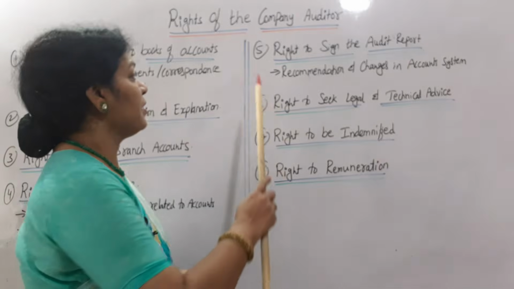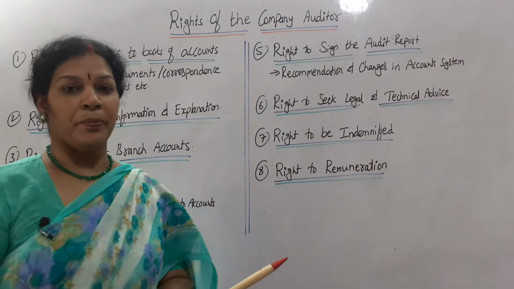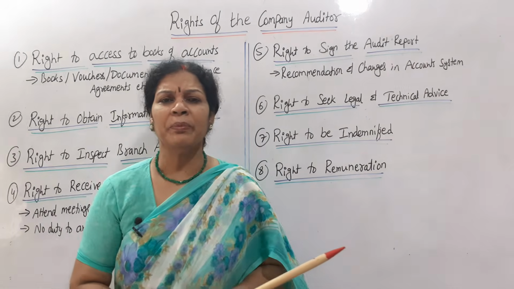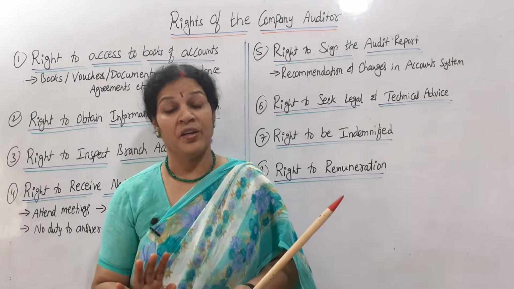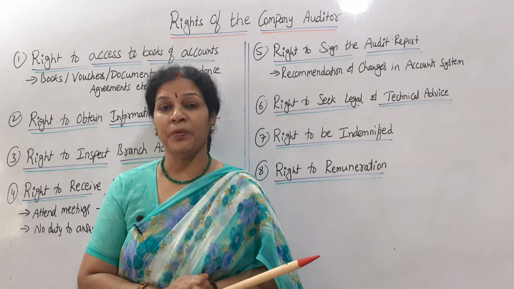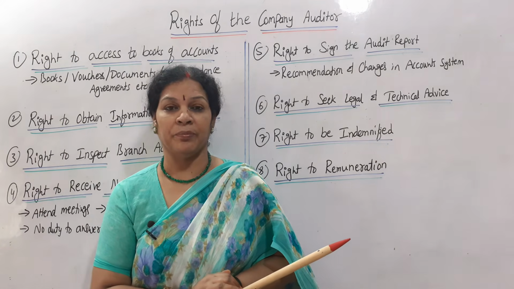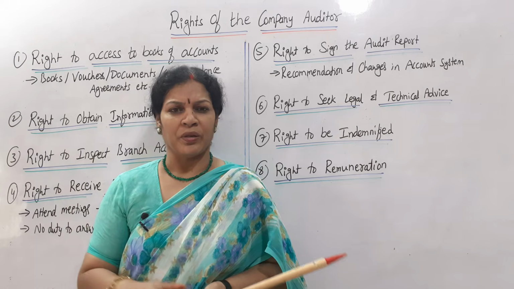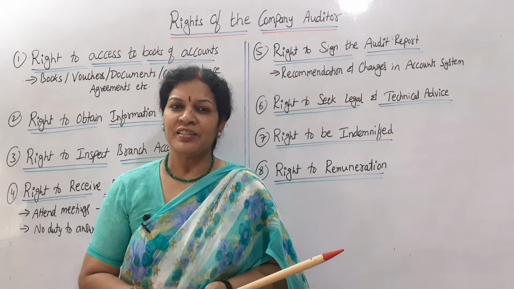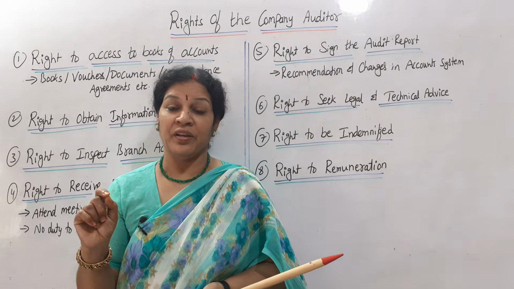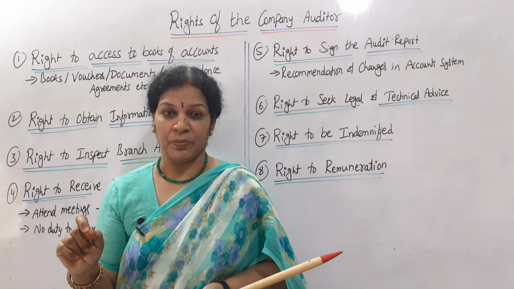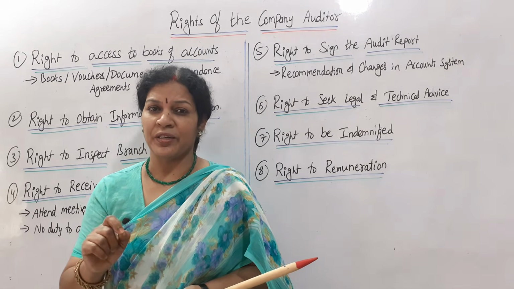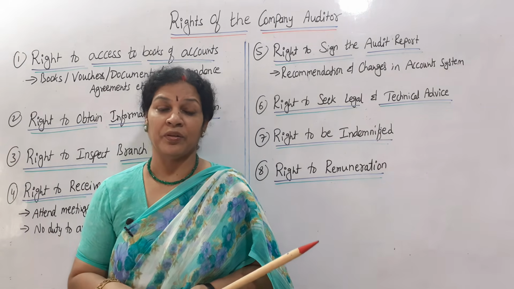Next, the fifth right is the right to sign the audit report. Who will prepare the audit report? The auditor. When does he prepare the audit report? At the end of the auditing program. When the entire auditing is over, lastly he will write this audit report. When he prepares the audit report, only he has a right to sign on the audit report.